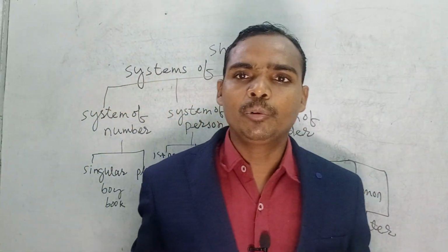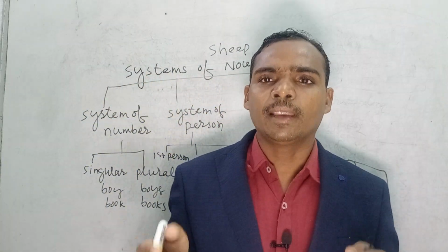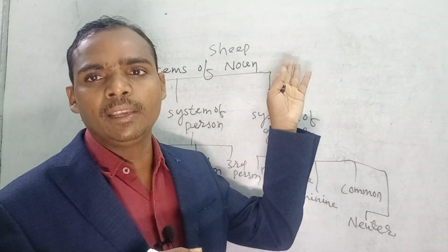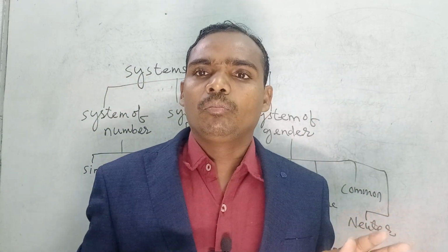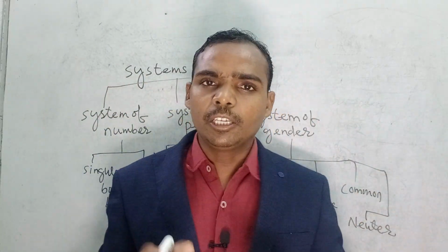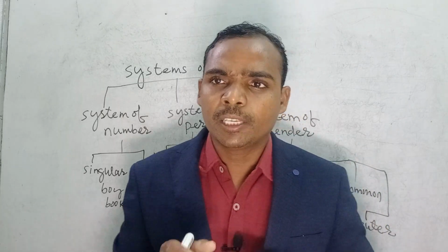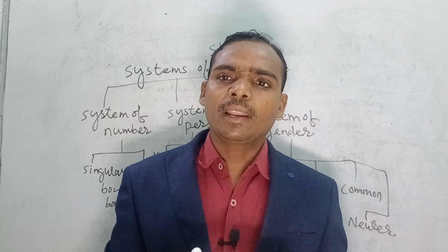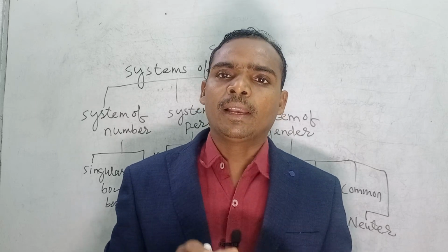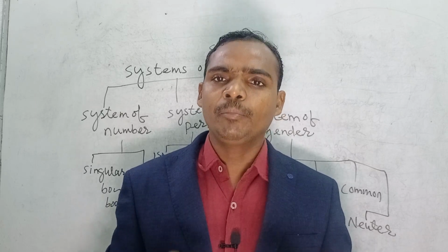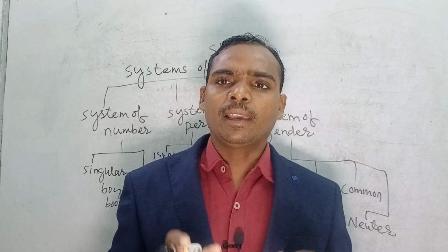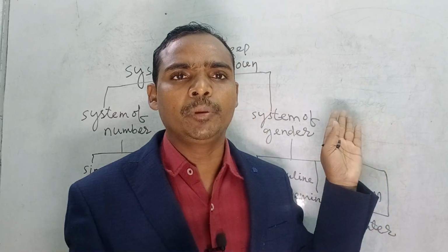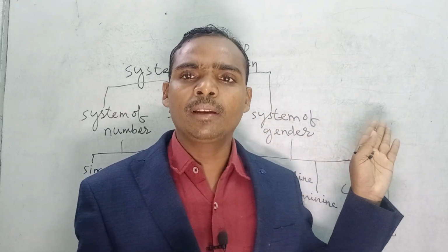Sheep does not take an s or es ending. We cannot add s or es at the end. This is a noun where the singular is sheep and the plural is also sheep. So this is an example where singular and plural are both the same. It does not take an s or es ending, and yet sheep is the plural in grammar.